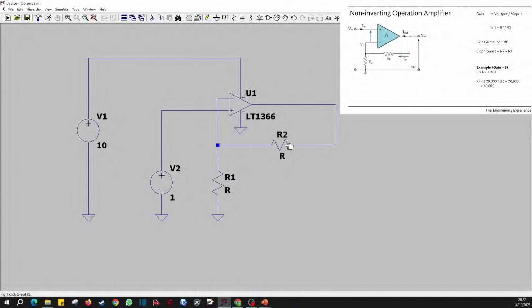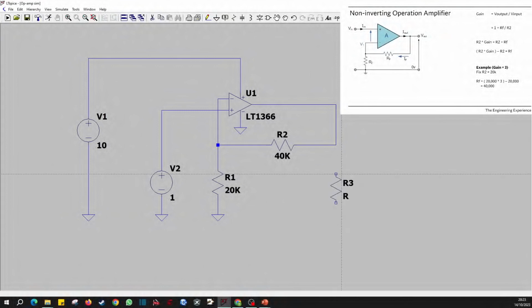I'm going to change the values of these two to the values we calculated. So that was 40k and 20k. We have an input of 1 volt. Our calculated gain was 3, so 3 times 1 should equal 3 volts.